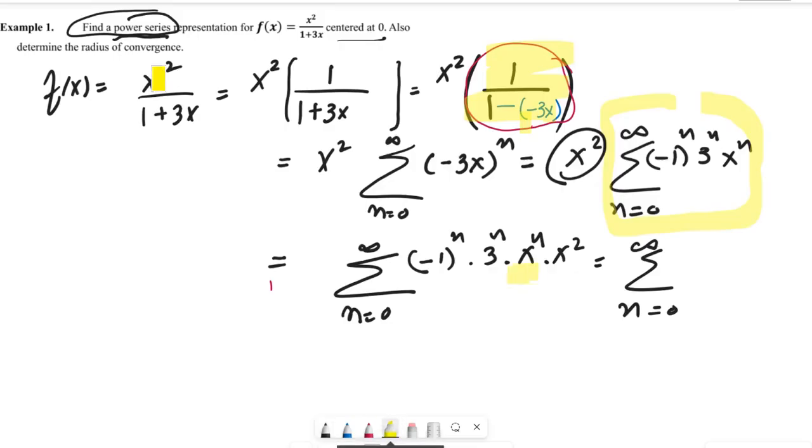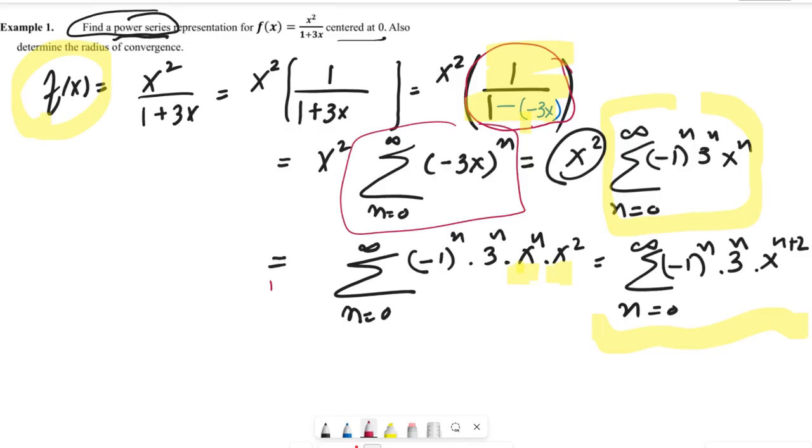When you multiply two things with the same base, the powers add. So negative 1 to the power n times 3 to the power n times x to the power n plus 2. So we wrote this function as this series. That is your answer, and we started it from here, right?